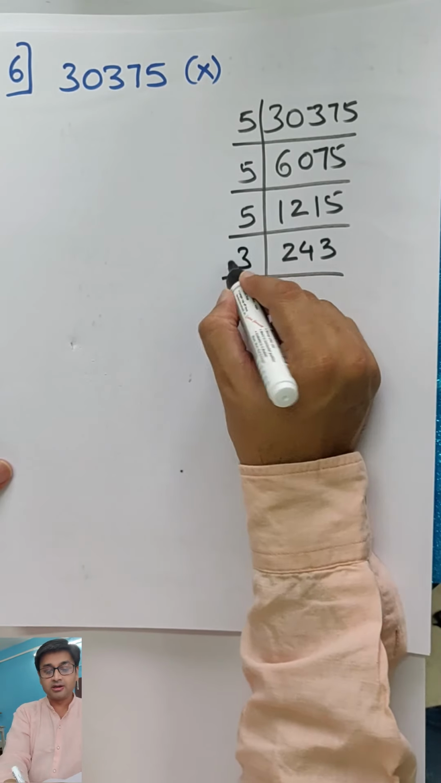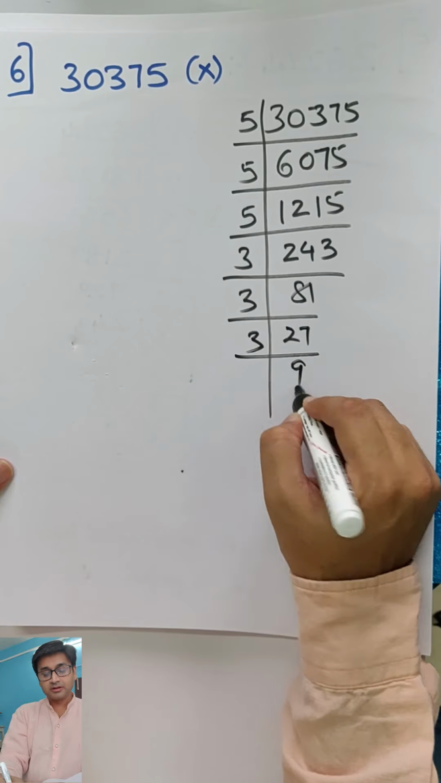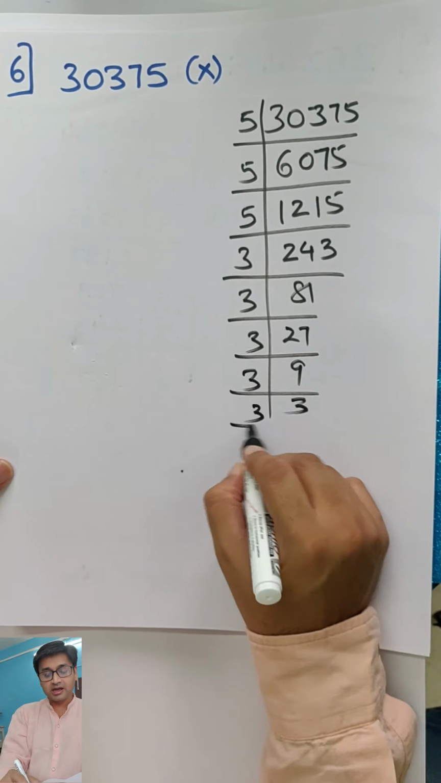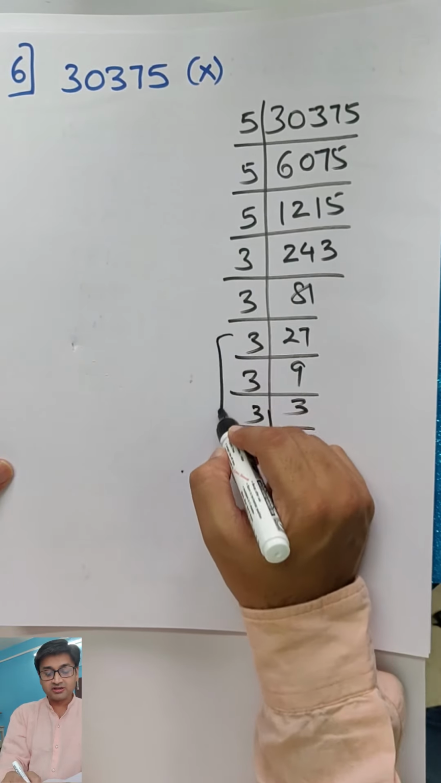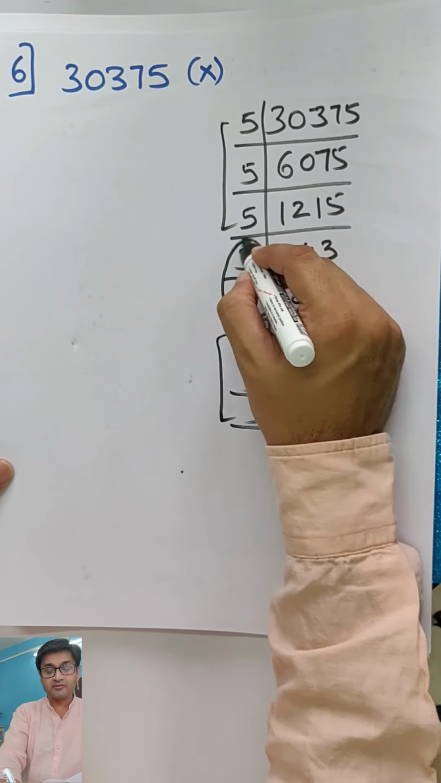I think it is 3. 81, 327, 39, 33 and 31. Again make sets of 3. So this is one set, this is another set. This is the only one which is left.